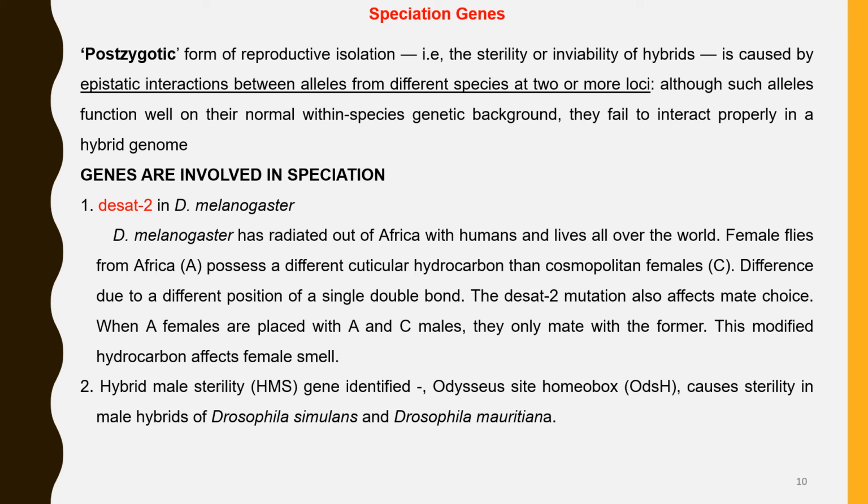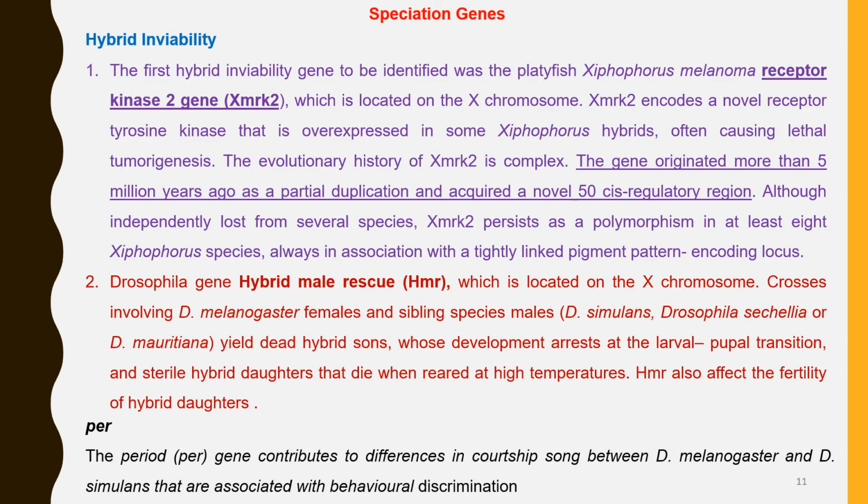Hybrid male sterility, the HMS gene. This is also identified in Drosophila. It causes sterility in male hybrids formed between a cross between Drosophila simulans and Drosophila mauritiana. Examples of speciation genes.